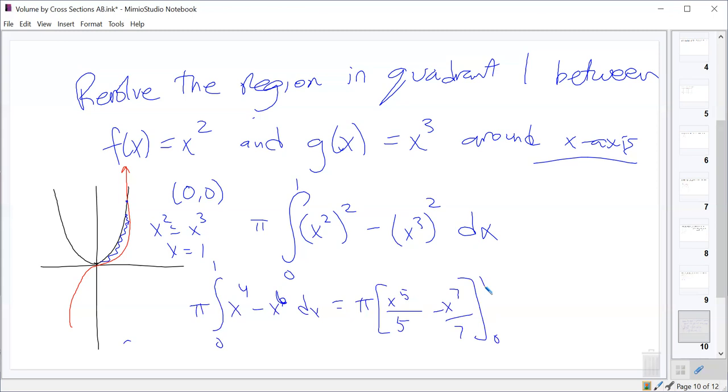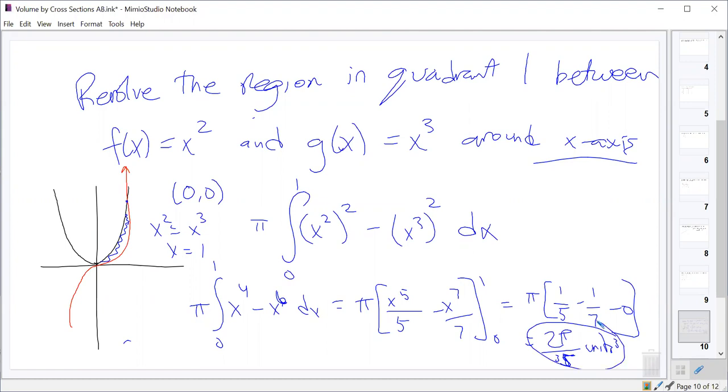And what does that become? Pi times the 5th minus the 7th, minus 0. You plug in the 0. And what is that? What's the 5th minus the 7th? It'd be 7/35ths minus 5/35ths. 2 pi over 35. Units cubed. 2 pi over 35 units cubed.